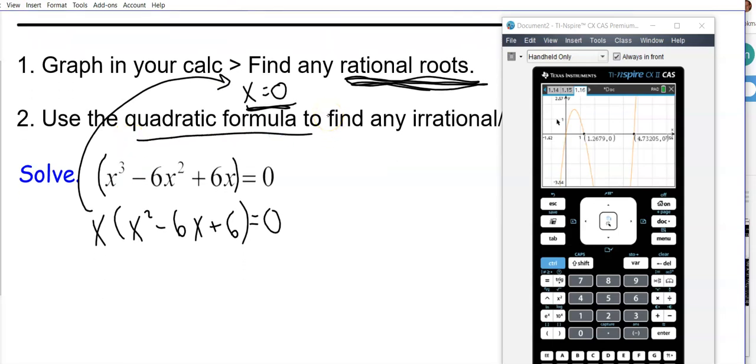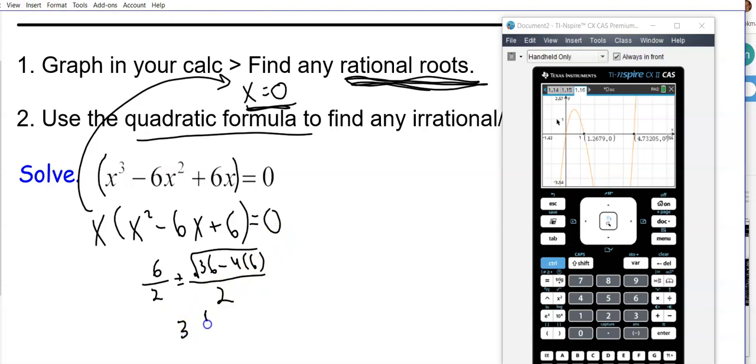So I have a quadratic now. So I'm going to just use that, like we did on the last problem, right? We'd use the quadratic formula. So opposite of b would be positive 6 over 2 times 1 plus or minus square root of positive 36, because that's b squared, minus 4 times 1 times 6.